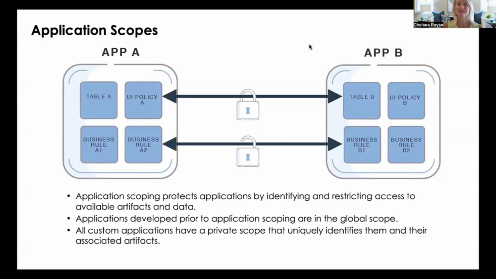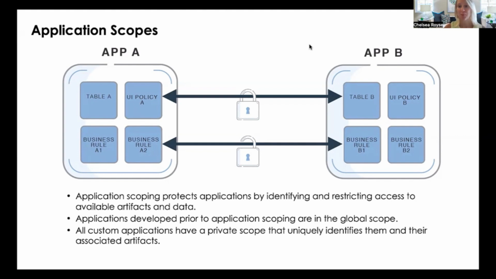For example, in ServiceNow, you have different application scopes. An application scope protects the application. It helps to identify and restrict access to data or artifacts, and applications developed prior to the application scoping. There's global scope, which makes it universal for all the people. There's also custom applications and private scopes too.